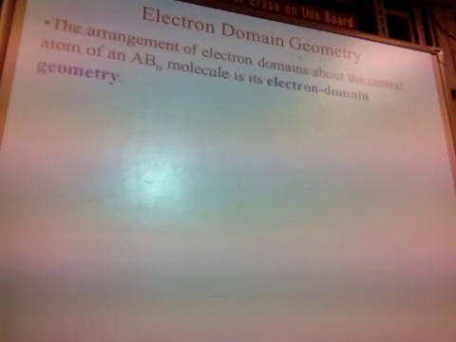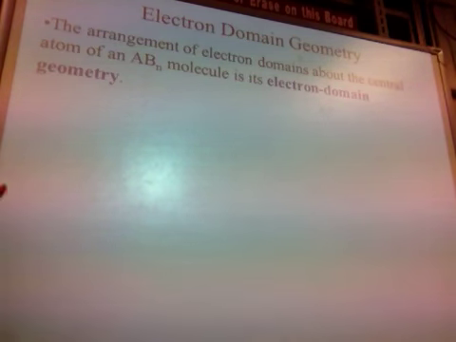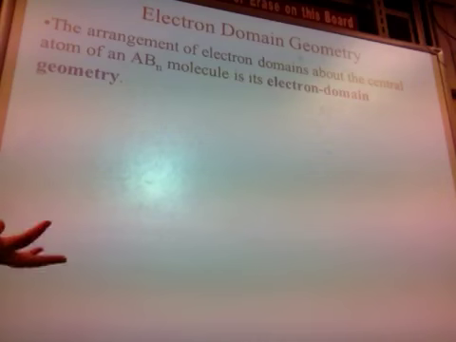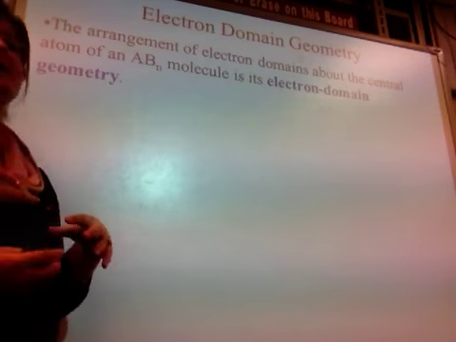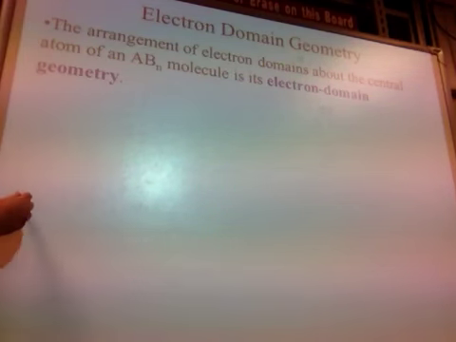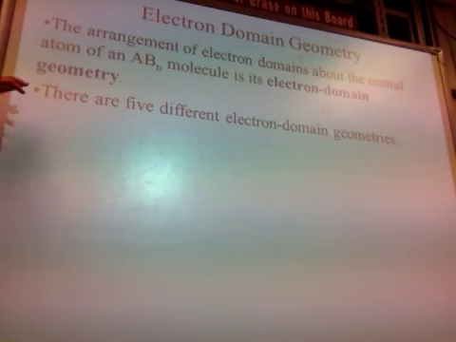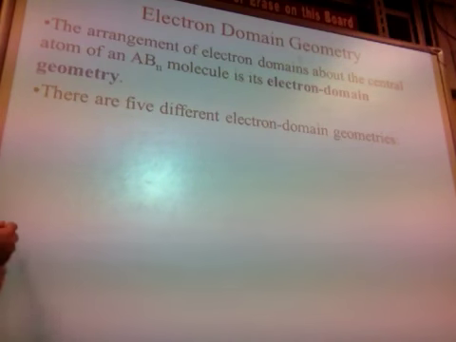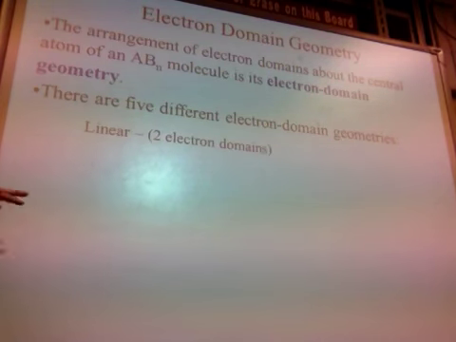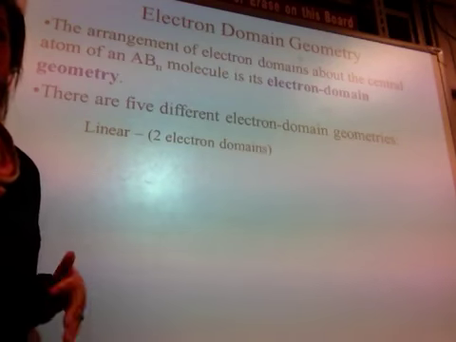Okay, so in terms of electron domain geometry, this is different than the molecular geometry. These electron domain geometries are just telling us that we have 5 major categories. So there are 5 different electron domain geometries. If there are 2 electron domains, then it's linear.